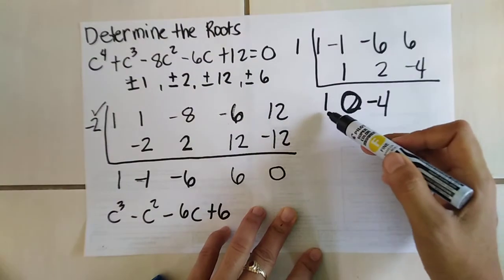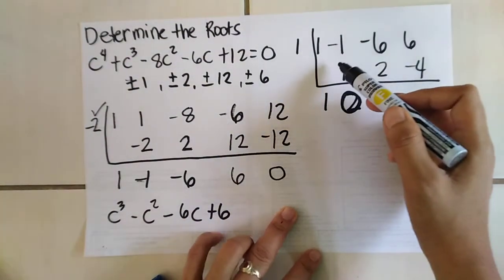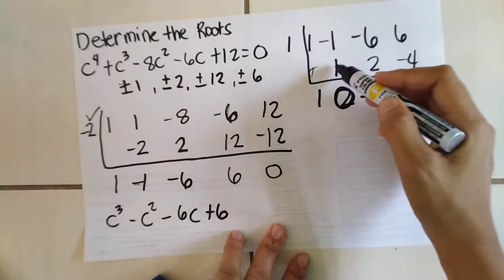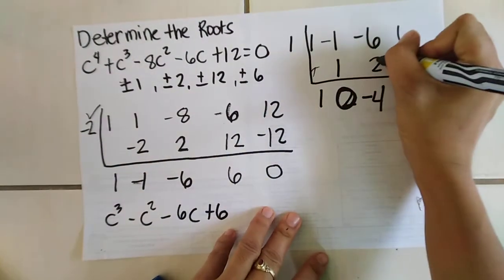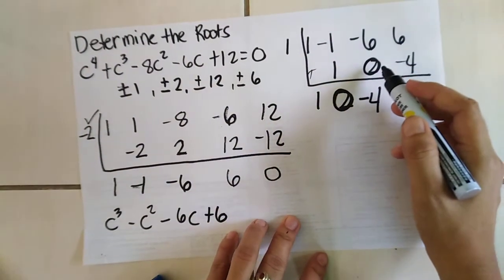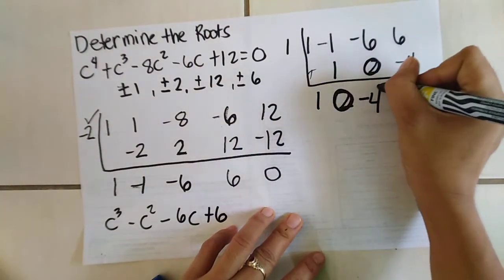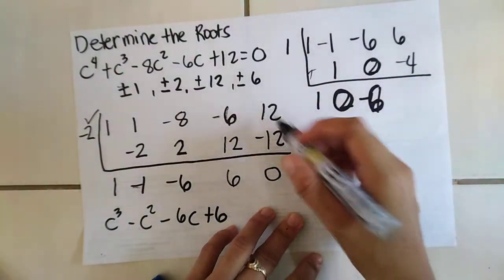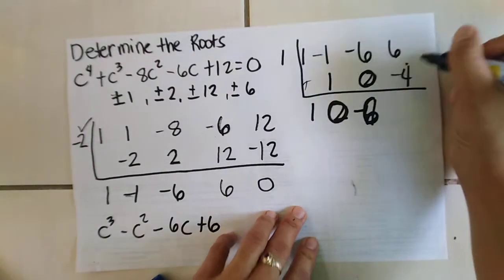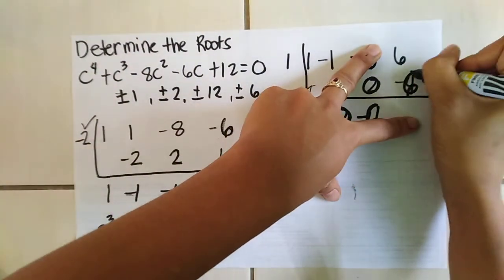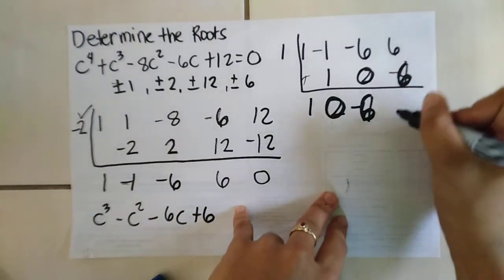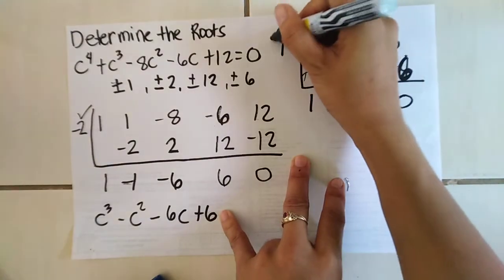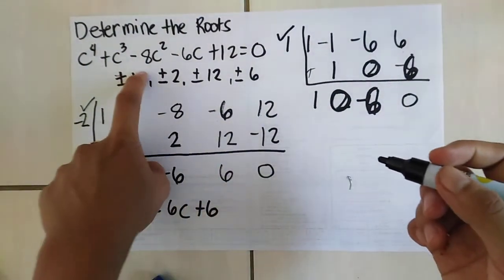Again, bring down 1. So 1 times 1 is positive 1. Then negative 1 plus 1 is 0. 0 times 1 is 0. So negative 6 plus 0 is negative 6. Negative 6 times 1 is negative 6. So 6 minus 6 is 0. Therefore, 1 is also a root of this polynomial.